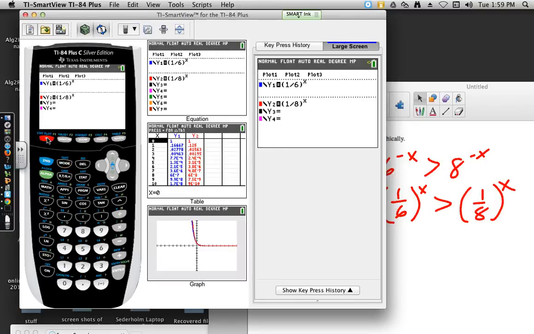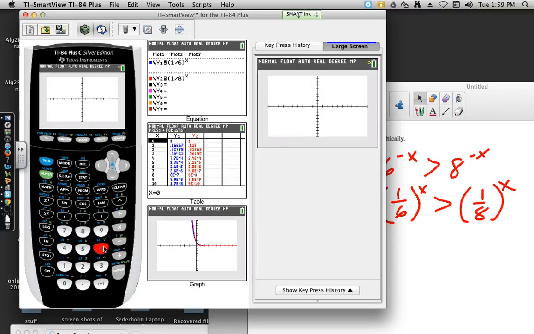So we go into y equals, and we get those two little monsters in there, and we hit zoom 6 in the hopes of having this be incredibly clear. The first graph that we're going to see is the 1/6 to the x, and that's in the blue. And then the next graph is going to be the 1/8 to the x, and that will be in the red. A really troublesome view at this point, because we're not seeing what we really want to see, which is when is the 1/6 greater than the 1/8 to the x?